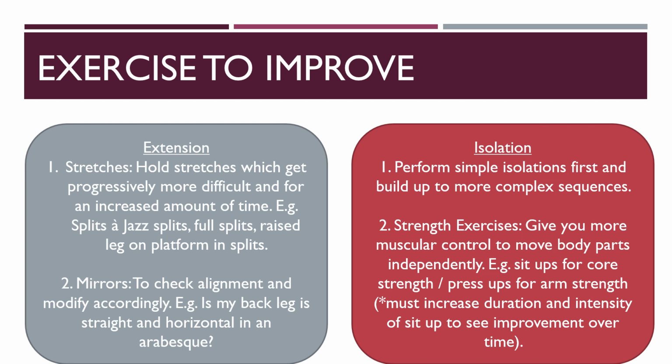Isolation. To perform simple isolation, it might be just a case of a simple rib movement, feeling what that's like in your body, so then you can build up to more complex isolation combinations. And then strength exercising, giving yourself more muscular control to move the body parts independently. So that again feeds into the strength element. If you have the strength, you're going to be able to isolate more parts of the body and control the body more. Okay, next.